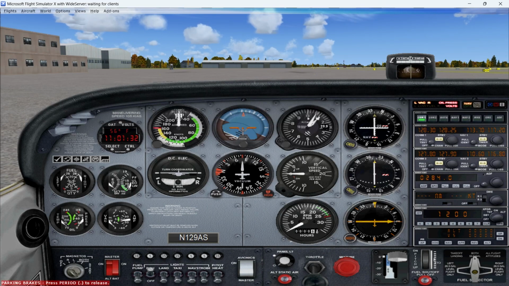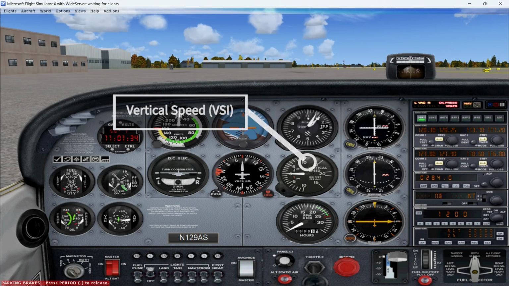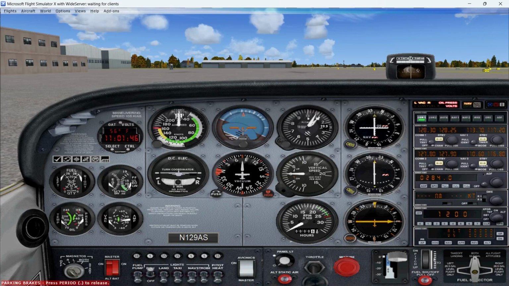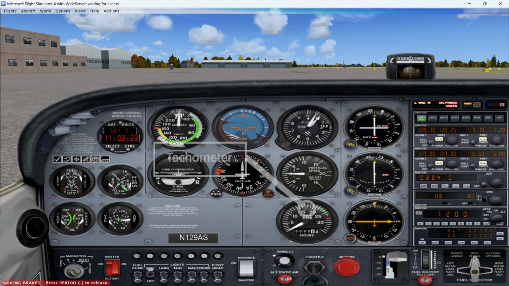Next to the heading indicator, we have the vertical speed indicator, or VSI. This shows the climb or descent rate of an aircraft in hundreds or thousands of feet per minute. It uses the aircraft pitot static system to measure the rate of pressure changes in the outside air. Below the vertical speed indicator, we have the tachometer.